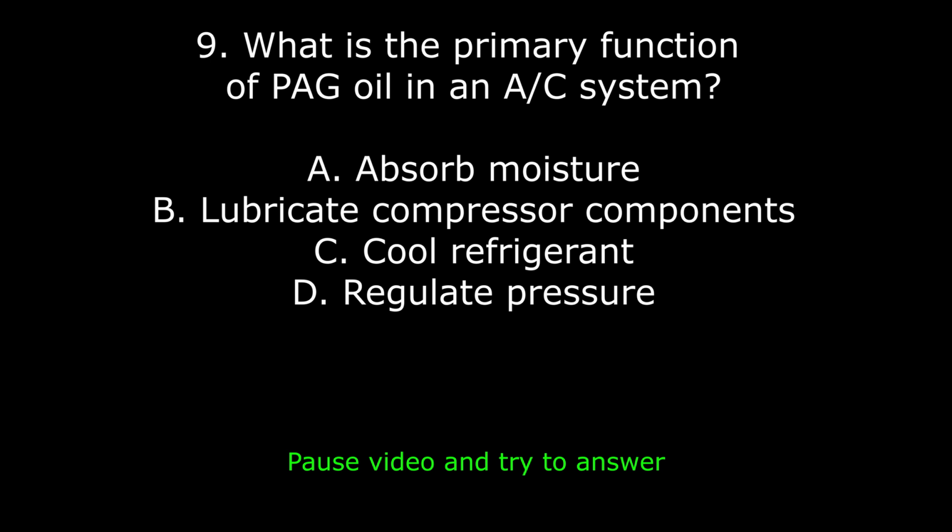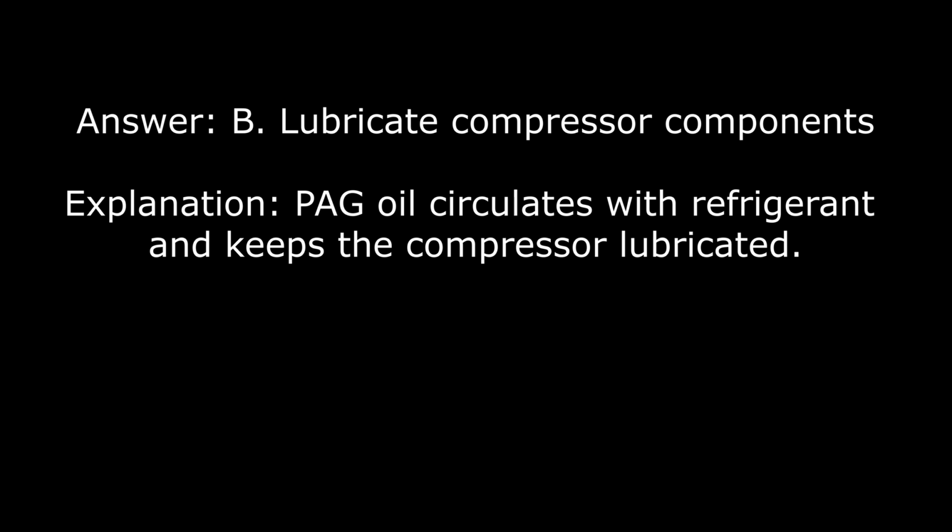9. What is the primary function of PAG oil in an AC system? A. Absorb moisture. B. Lubricate compressor components. C. Cool refrigerant. D. Regulate pressure. Answer: B. Lubricate compressor components. Explanation: PAG oil circulates with refrigerant and keeps the compressor lubricated.